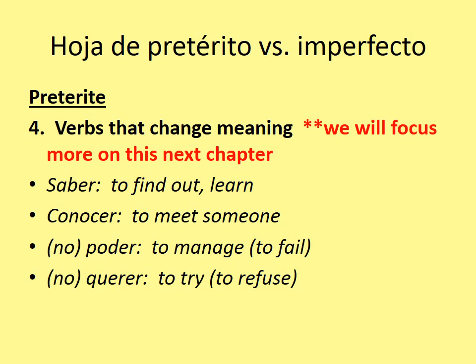We've got a few verbs here that are going to change meaning when used in the preterite. So for the verbs saber, conocer, poder, querer, if you want them to mean the thing you've always known them to mean, like to know or to be able to or to want, use them in the imperfect. We're not going to talk about this as much now, but there are these 4 verbs that you need to know that will change meaning if used in the preterite.